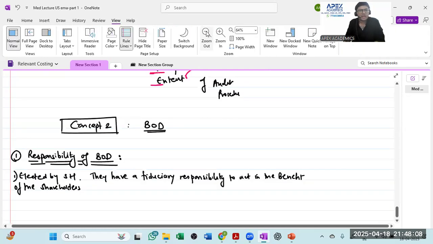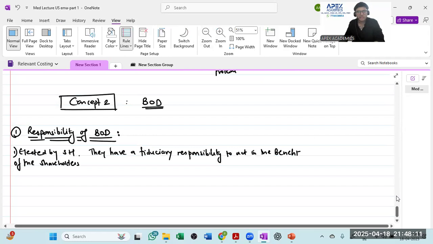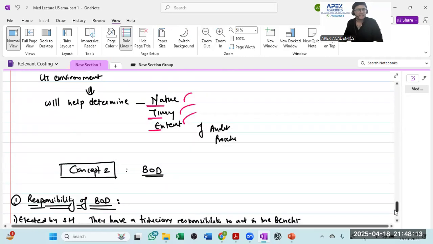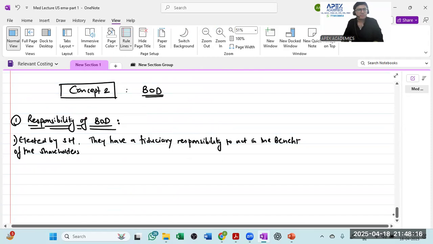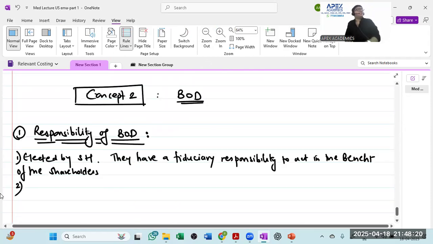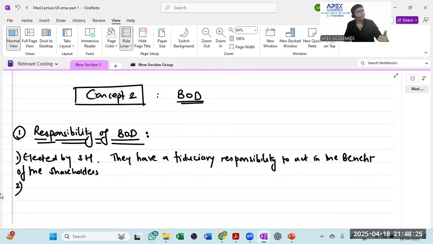Sir, we are looking at a fiduciary responsibility that the board of directors have to act as per the benefit of the shareholders. Sir, they will act in the benefit of whom? Of the shareholders. Will they act in the benefit of the company? No. Will they act in the benefit of the promoters? No. Will they act in the benefit of the directors? No. Will they act in the benefit of some debenture holders? No. Whose benefit they will act in? In the benefit of the shareholders.